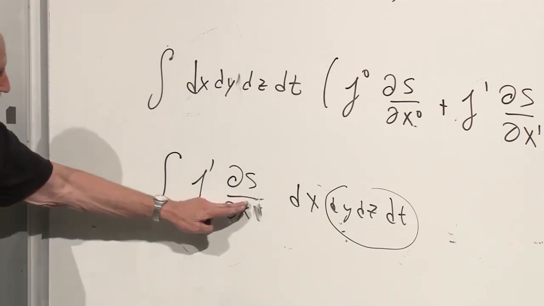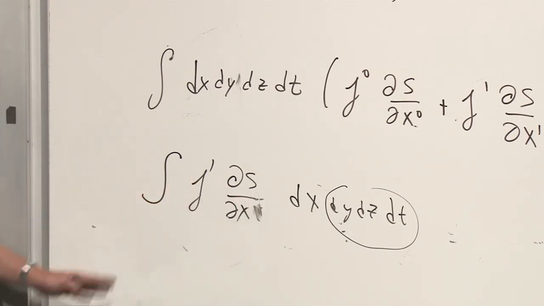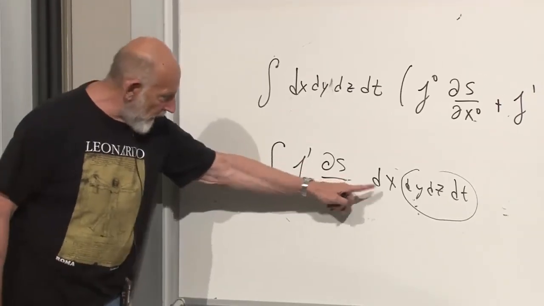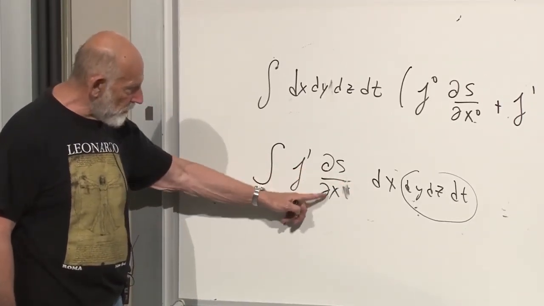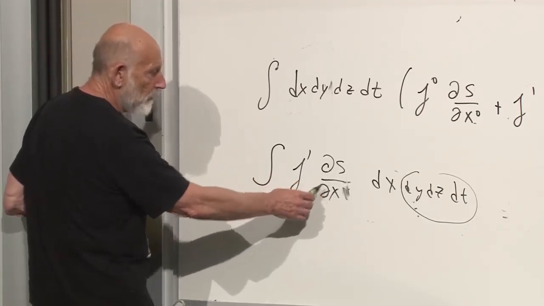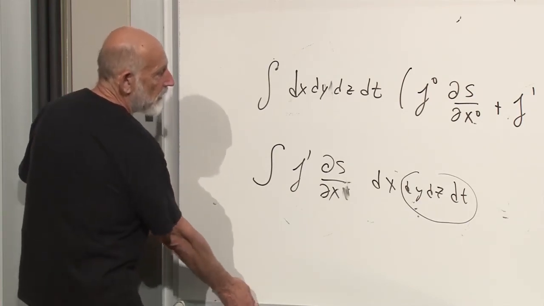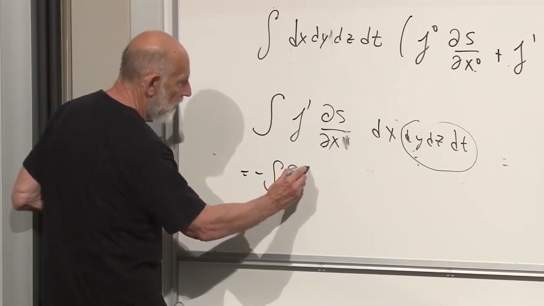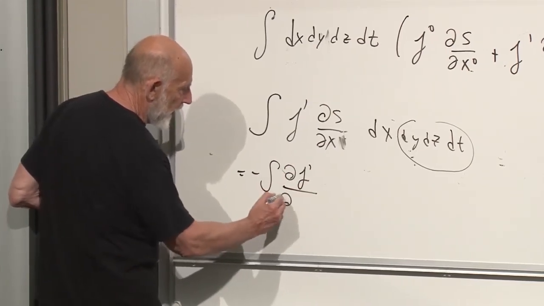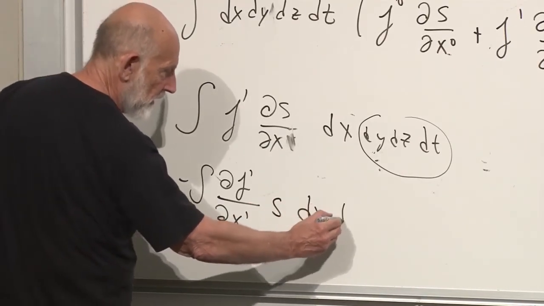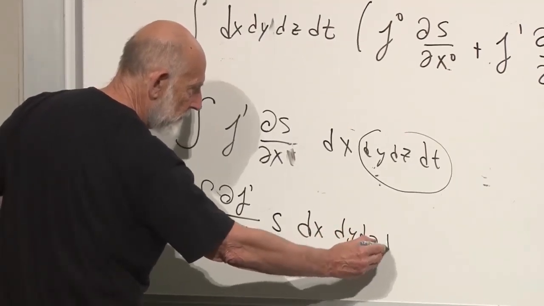The rule is you flip the derivative to the other factor and change the sign. We've done integration by parts many times. I'll just remind you, if you have an integral over x of a thing times the derivative with respect to x, you can do the integral just by flipping the derivative onto the other factor and changing the sign. So this is minus the integral of dj1 by dx1 times S dx, and then the rest of them dy, dz, and so forth.